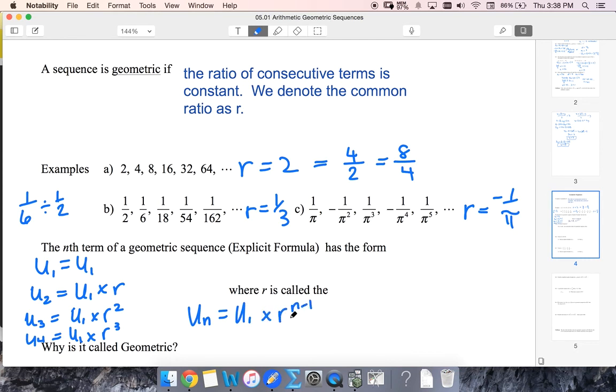So always one less of the common ratio than there are terms. That's because the first term doesn't have the common ratio.